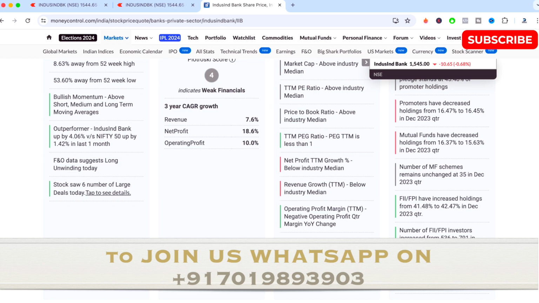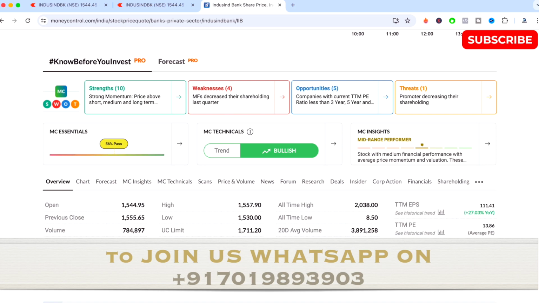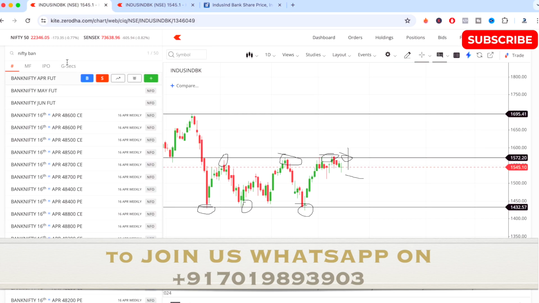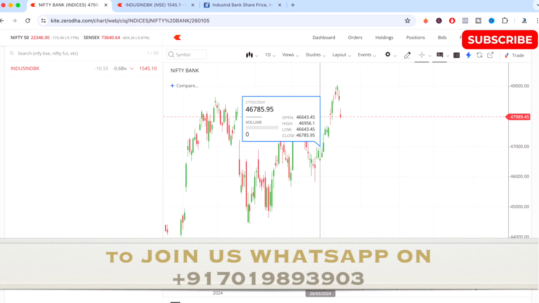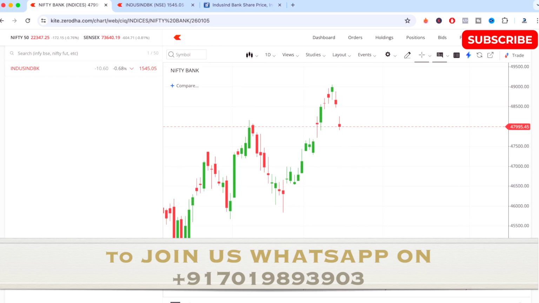Now let's talk a little bit about fundamentals, so that you'll get to know how the stock is performing and how the company is performing. This is a banking stock. So let's quickly see how the Nifty Bank has performed in the past few days. I'll just quickly pull up the Nifty Bank index chart. This is the Nifty Bank index chart we are seeing here. Nifty Bank has made a high point here, almost around 49,076, and from there, in the last couple of days, it has come down.